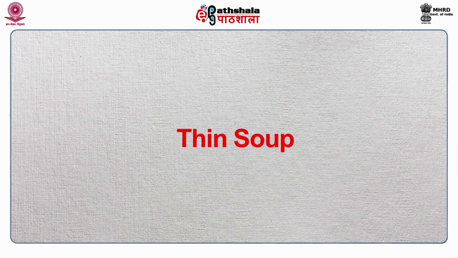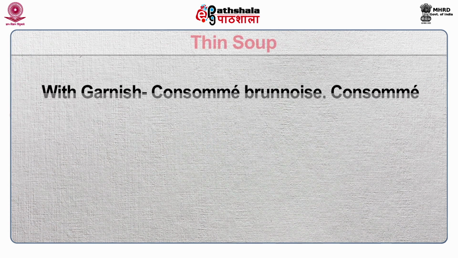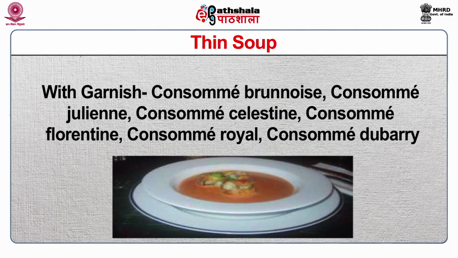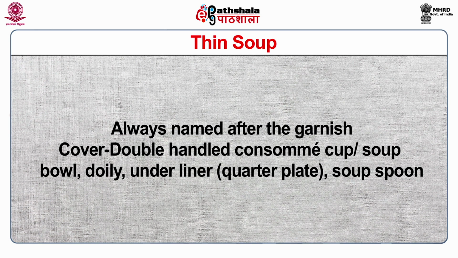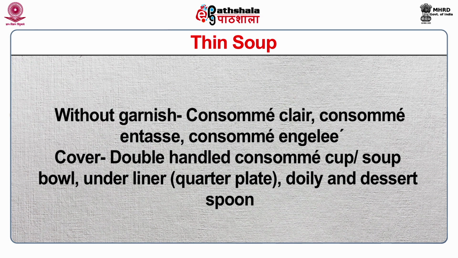Another classification is thin soups. With garnish: consommé brunoise, consommé julienne, consommé célestine, consommé florentine, consommé royal, consommé du Barry. Always named after the garnish. The cover required is a double-handled consommé cup or a soup bowl, doily, underliner, soup spoon. Without garnish: consommé clair, consommé entasse, consommé angélé.